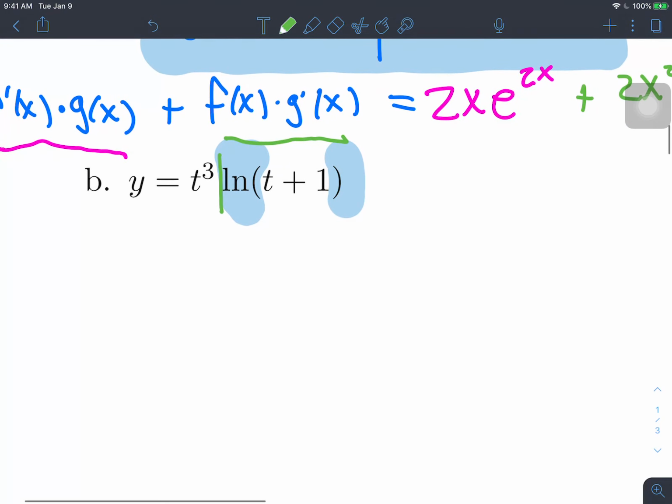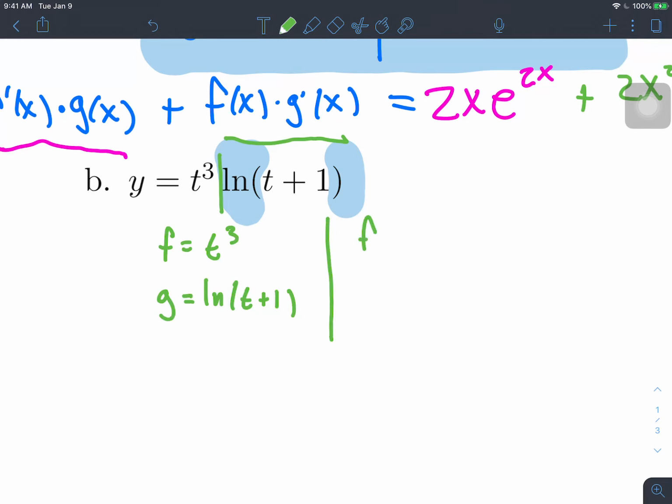So these are going to be our functions. So we have f is t cubed. g is ln of t plus 1. Draw a little line here. What is f prime? 3t squared. Very good, 3t squared. What is g prime? Yeah, 1 over t plus 1 times 1.